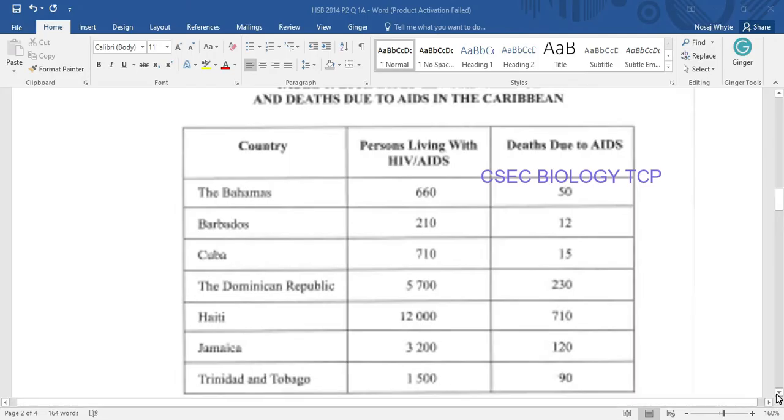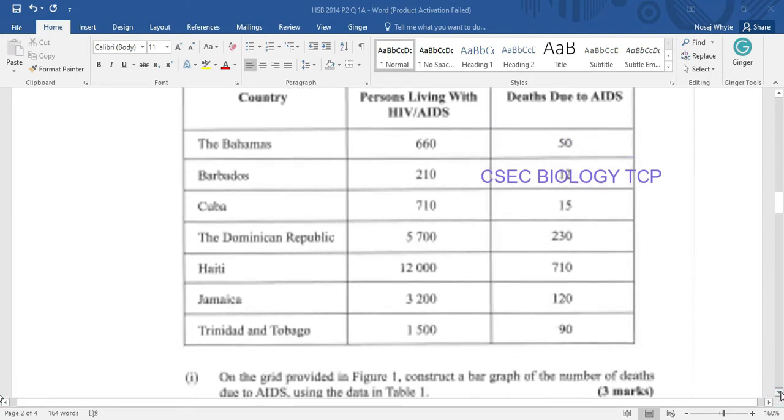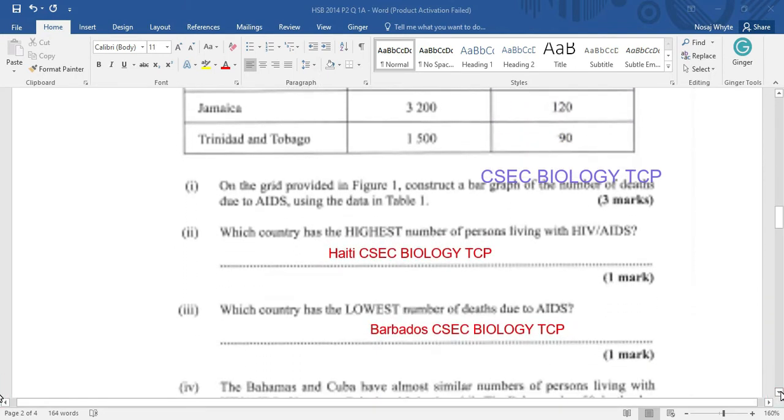Now interestingly, we're supposed to represent this information on a grid. On the grid provided in figure 1, construct a bar graph of the number of deaths due to AIDS using the data in the table. It's very important to note that what we are constructing is a bar graph and not a histogram. In a bar graph, usually the bars are not touching each other. With a histogram, the bars are usually touching.